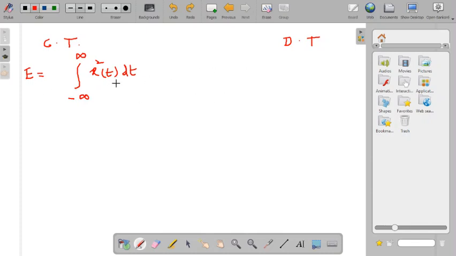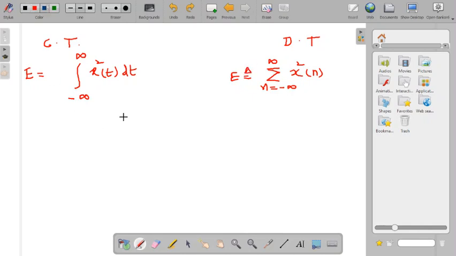Exactly like this, in a discrete time signal, the integration becomes summation and therefore the energy is given by the sum of x square n, n going from minus infinity up to plus infinity. So this is the formula for energy in the discrete domain.